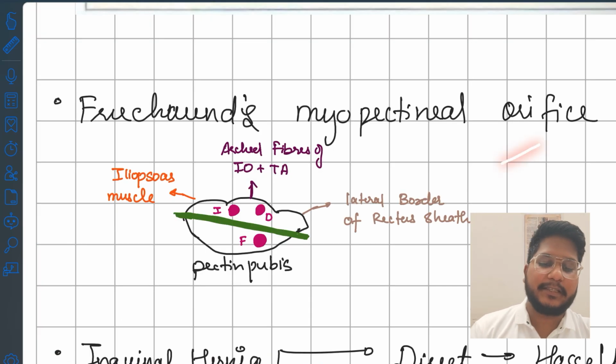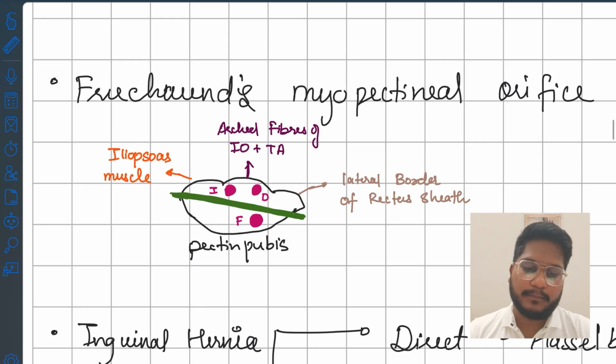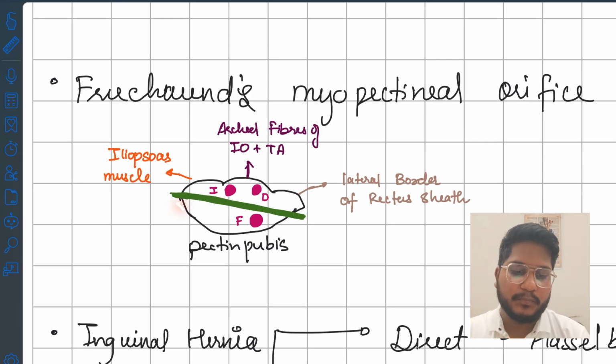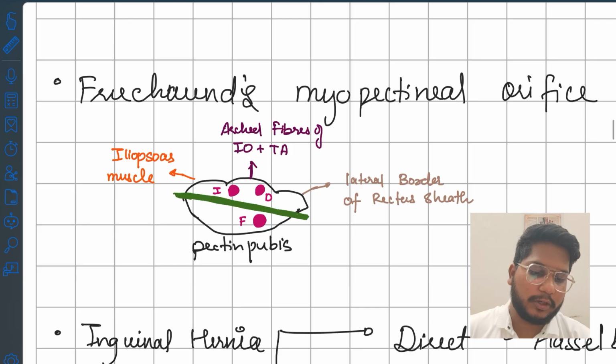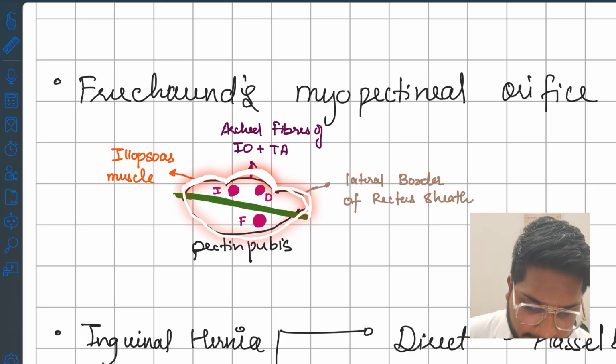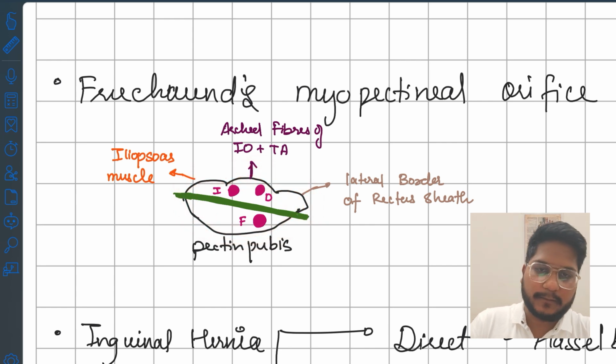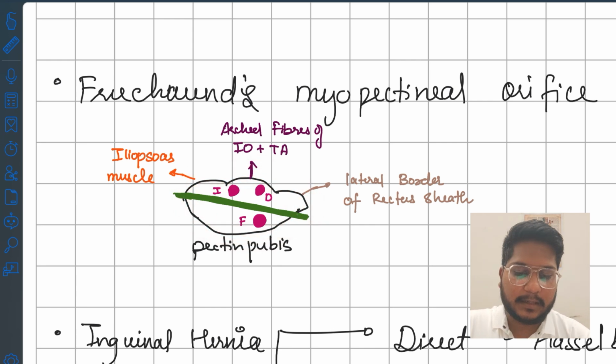Now the most common site is Fruchaud's myopectineal orifice. It is formed by the pecten pubis inferiorly, medially by the lateral border of the rectus sheath, then we have the arching fibers of the internal oblique and transversus abdominis, and on the lateral side we have the iliopsoas muscle. This actually tells us about all the inguinal hernias, or the sites of hernia at the groin. When it is above the inguinal ligament we have direct and indirect hernia, and when it is below the inguinal ligament it is a femoral hernia.